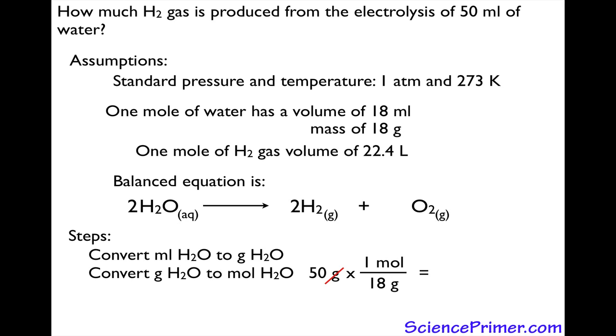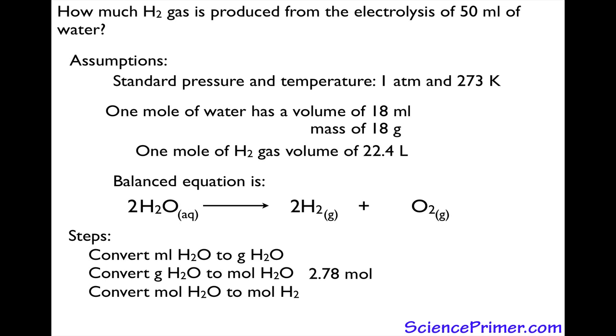To convert to moles, 50 divided by 18 equals 2.78 moles. So now we are in moles of water. We now need to convert from moles of water to moles of hydrogen gas, the compound we're interested in. And since we said earlier 1 mole of water produces 1 mole of hydrogen gas, to convert moles of water to moles of hydrogen gas, we just say it's the same amount.